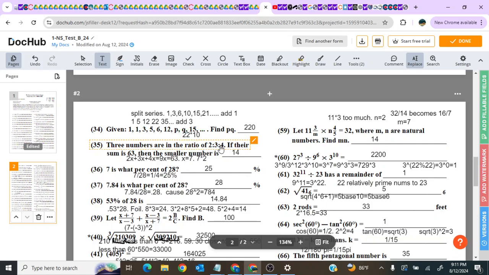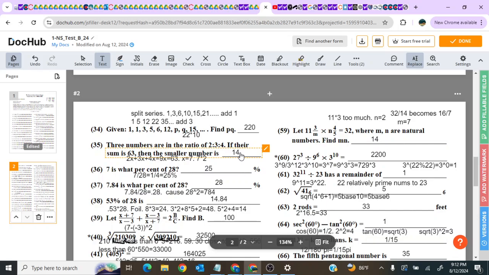Three numbers are in the ratio 3, 4, 2. If their sum is 63, the smaller number is what? Well, 2 times some ratio plus 3 times some ratio plus 4 times some ratio is equivalent to 9 times some ratio, which has to be equal to 63. So your ratio is 7. Multiply your smallest value here, 2, by that ratio, and you get 14.